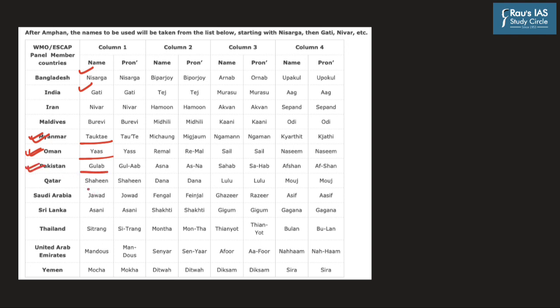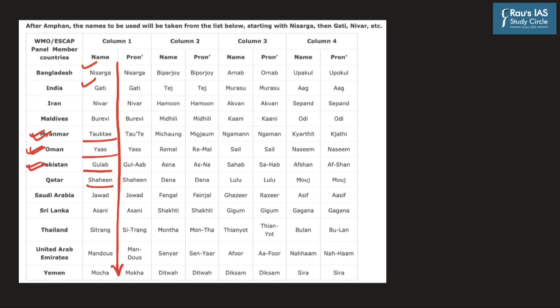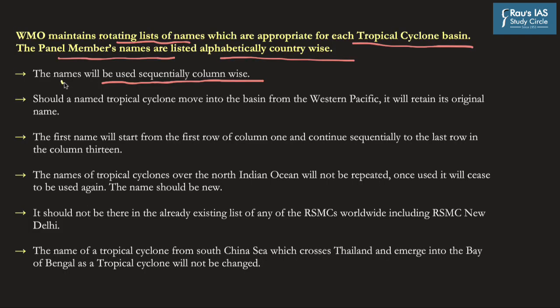The next cyclone will be named Shaheen. Now another important thing to be noted here is that the names of tropical cyclones provided by the countries have been listed in alphabetical order. So this is how the list works. Overall, we understand that the names of the cyclones will be used sequentially, column-wise, as per the columns provided by these regional centers.